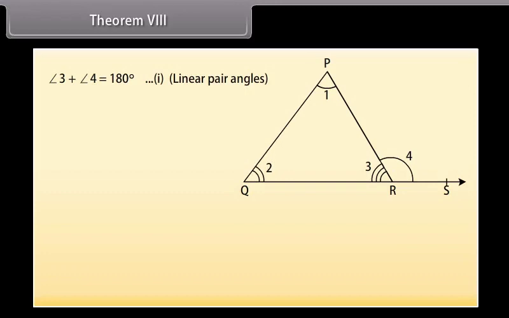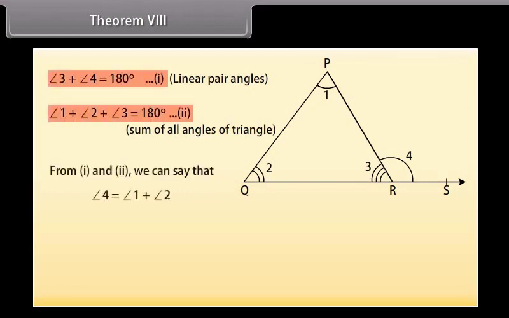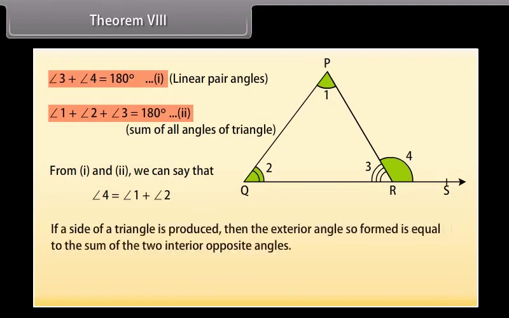Mark it as 1. Also, angle 1 plus angle 2 plus angle 3 is equal to 180 degrees because the sum of all the angles of a triangle is 180 degrees. Mark it as 2. From 1 and 2 we can say that angle 4 is equal to angle 1 plus angle 2. This result can be stated in the form of a theorem which says: if a side of a triangle is produced, then the exterior angle so formed is equal to the sum of the two interior opposite angles.